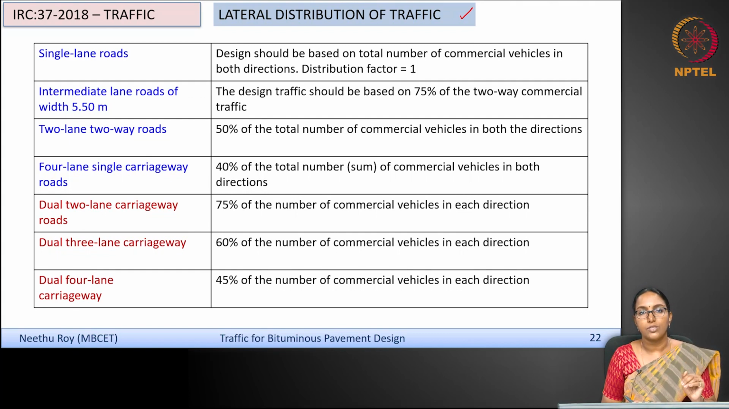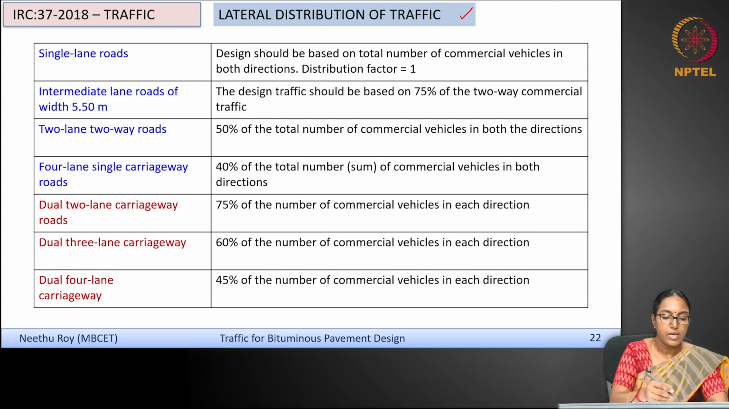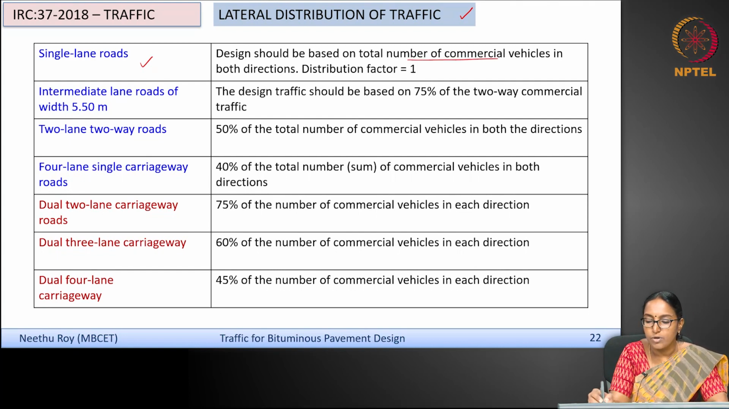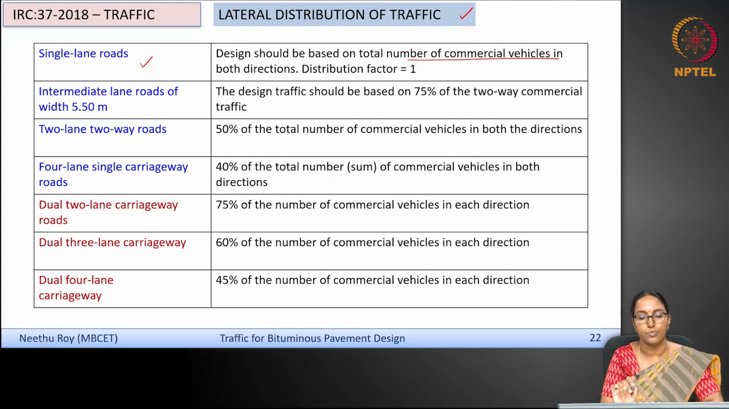So based on that, you need not design for 100% of the traffic on the road, but you can have a certain lateral distribution factor. We will see what lateral distribution factor can be used based on the number of lanes and whether it is a divided or an undivided road. If you have a single lane road, then you have to design based on the total number of commercial vehicles in both directions, or the direction distribution factor has to be taken as 1.